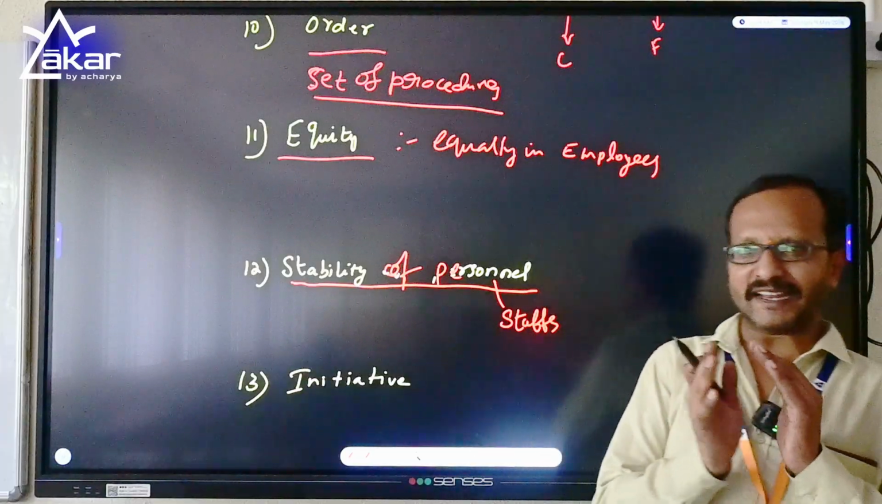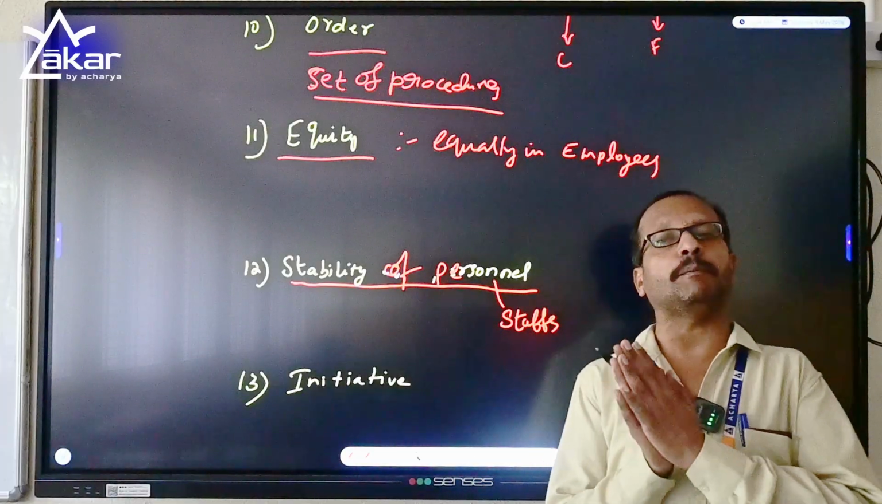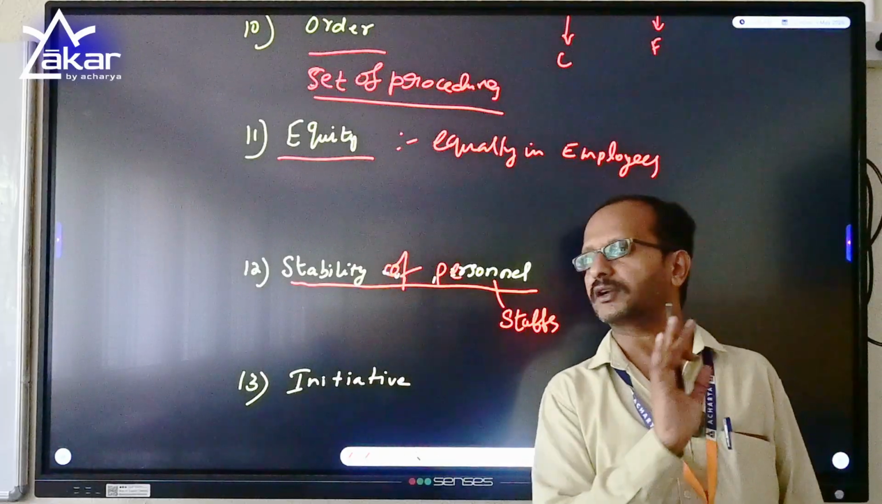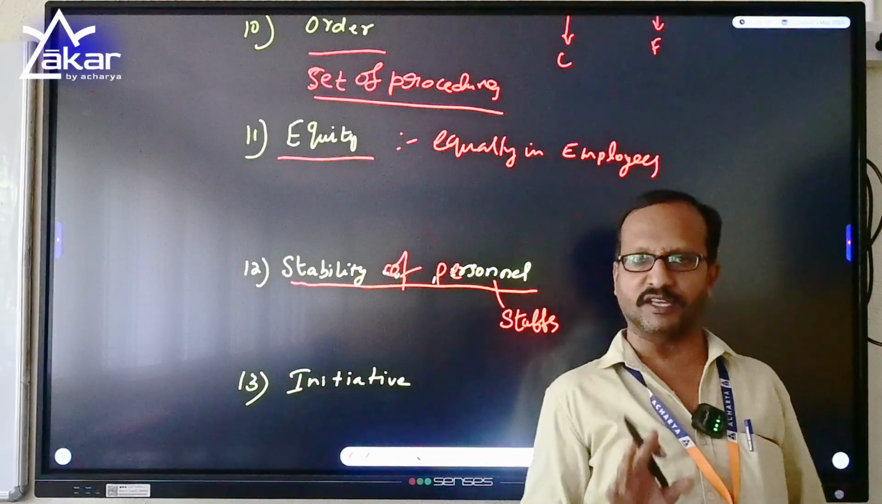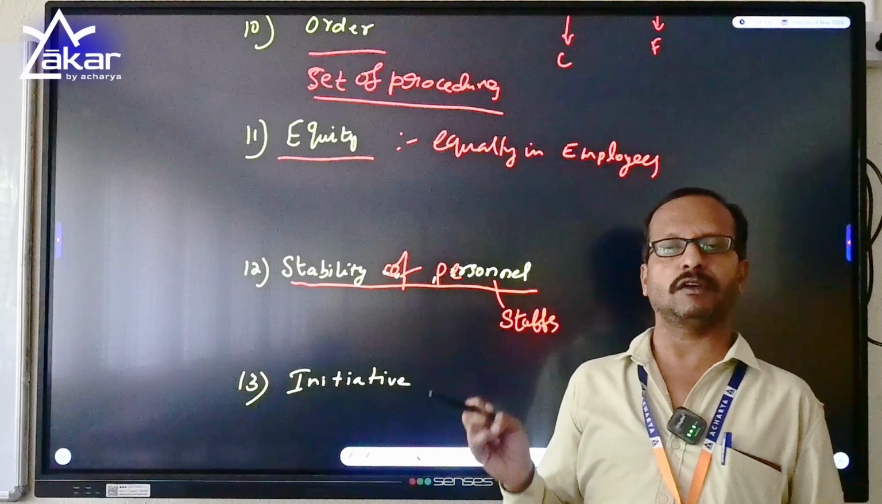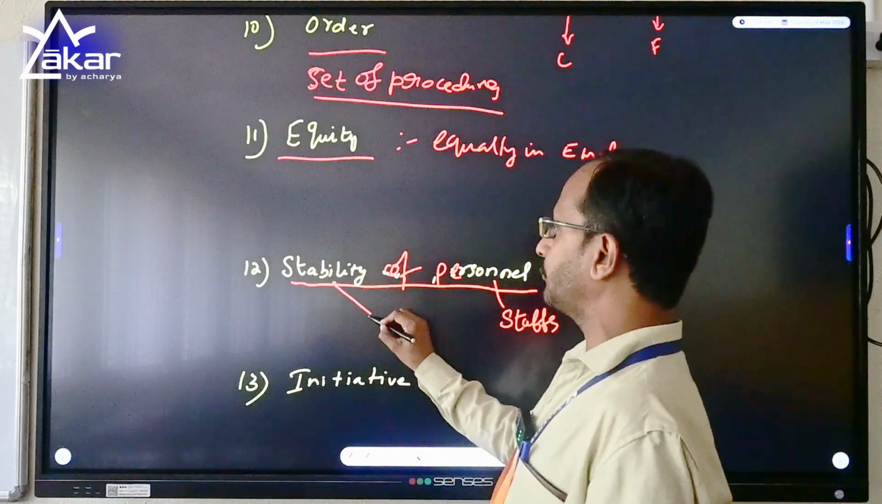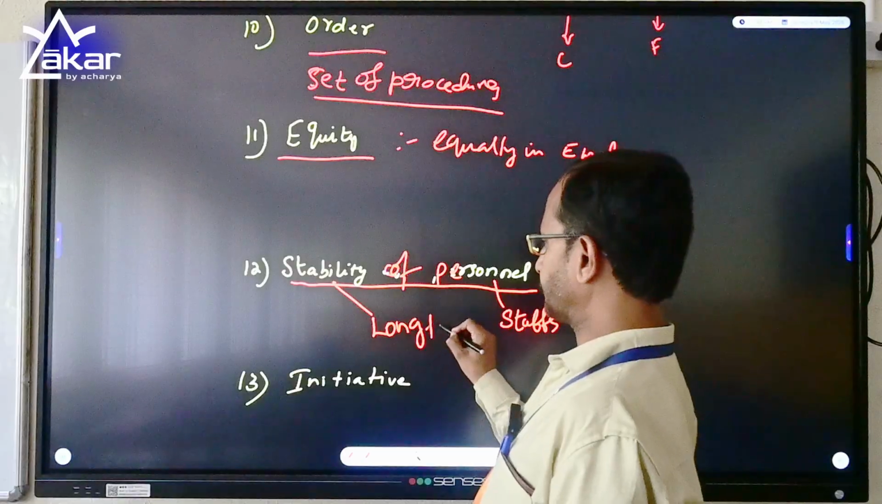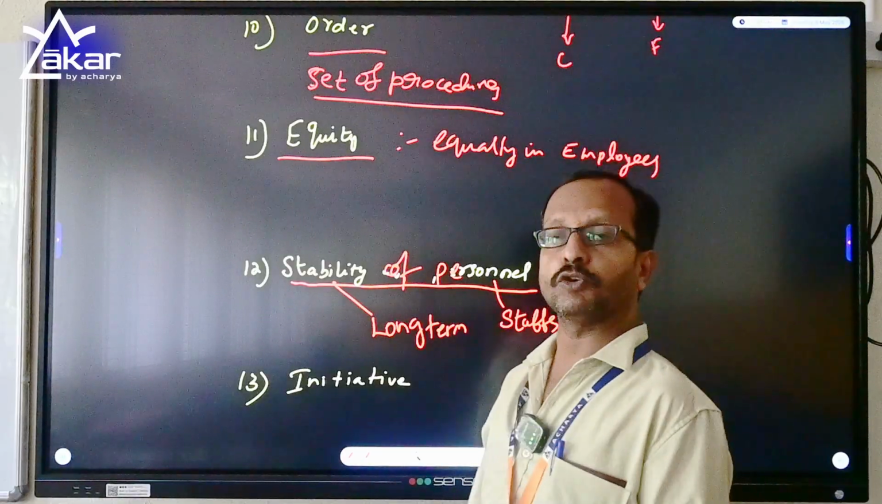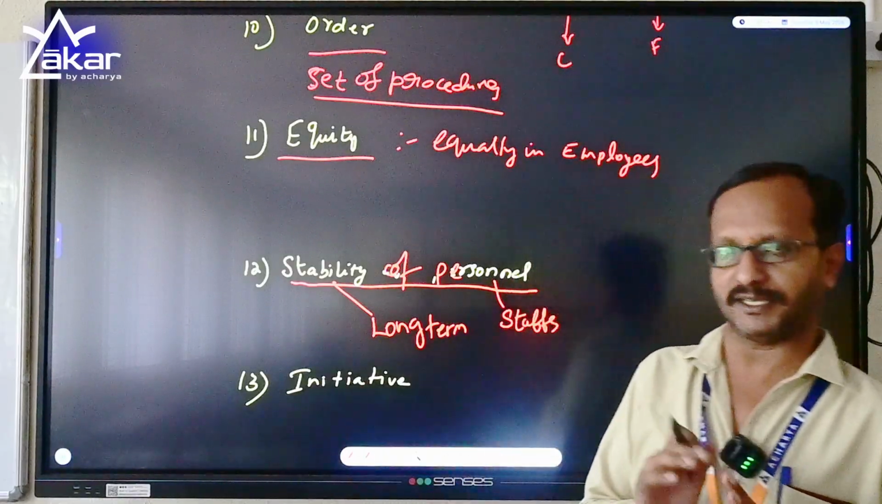So the management has to be keen on retaining the employee for a longer period, not for a short period. Management has to always think about the employee surviving in the company for the long period and not for the short period. That's what we call stability, long term. So we call them retained management here.